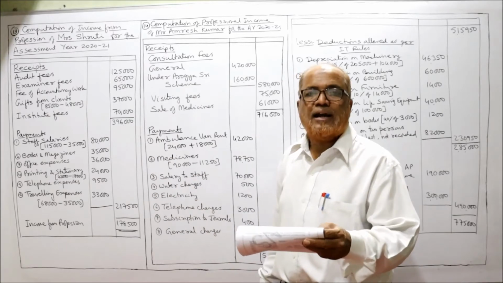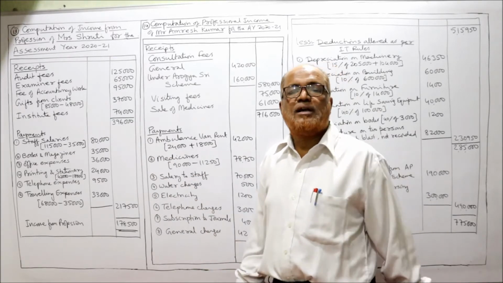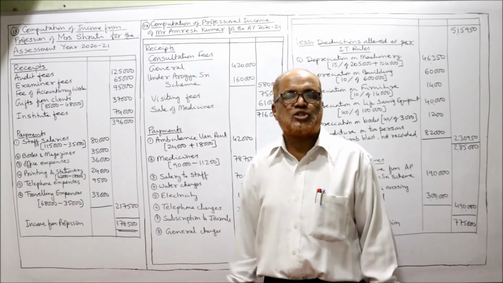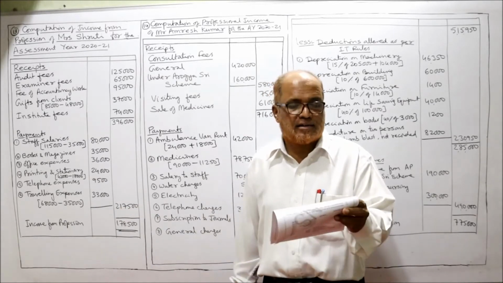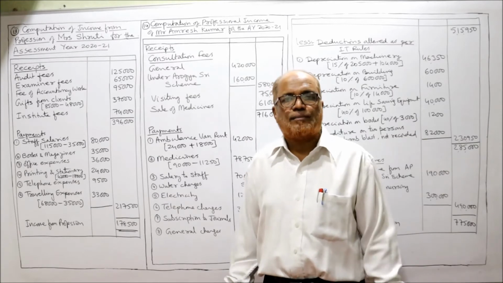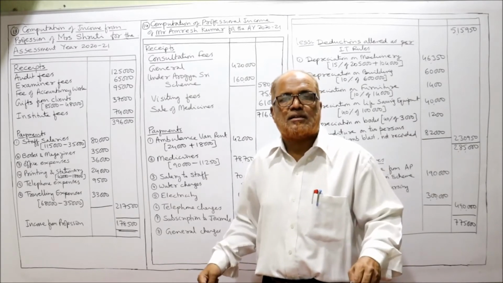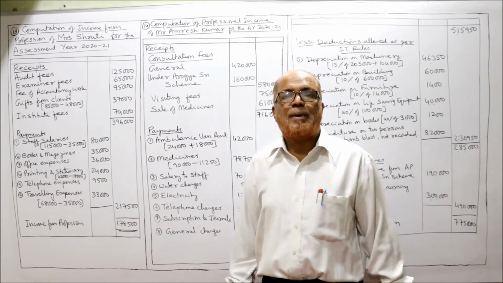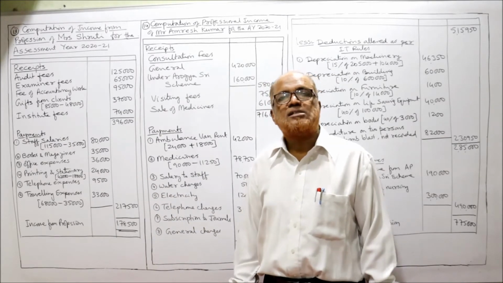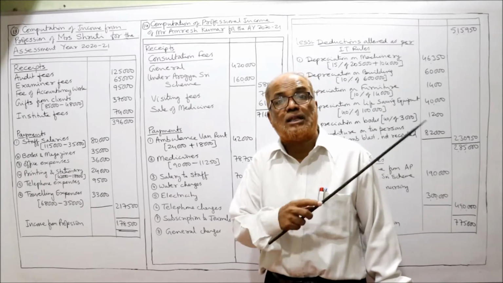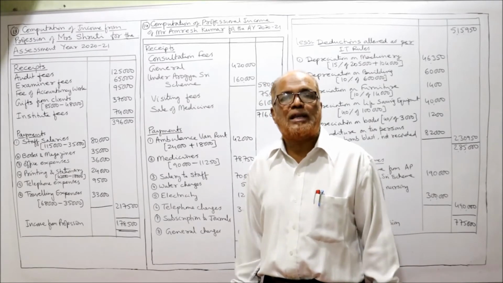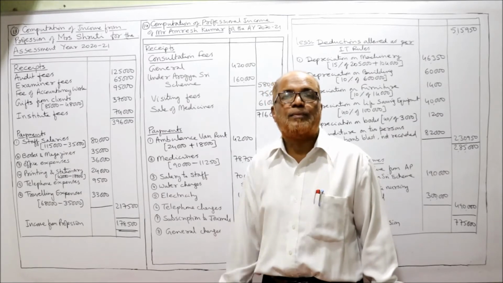Then next one, rent. Rent received is taxable under income from house property. It is not a professional income, so don't take rent. Institute fees collected, so it's a professional income. Then interest on bank deposit is taxable under income from other sources. Winning from lottery is a casual income, taxable under income from other sources.